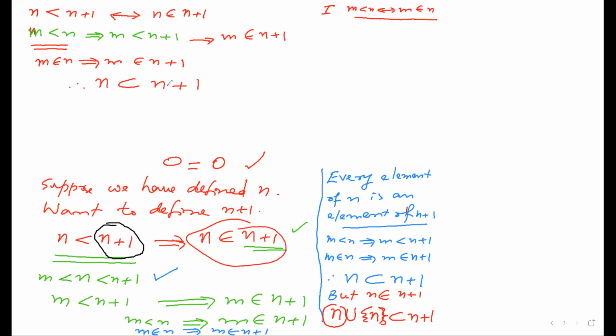Because, why is that? Because every member of n is inside n plus 1. Follow? Every member of n is in n plus 1. Therefore, n is a subset of n plus 1.